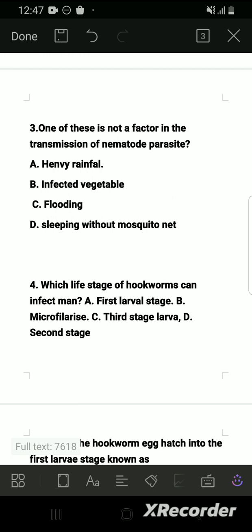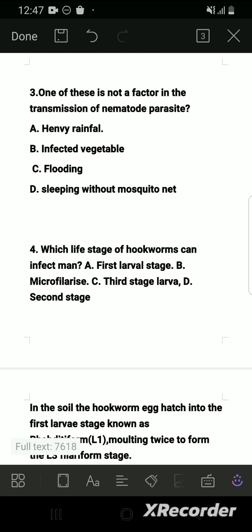Then what about sleeping without mosquito nets? There's no way sleeping without mosquito nets is aligned with what we are discussing in nematode parasites. It's actually D that is the answer, which is not a way of its transmission.